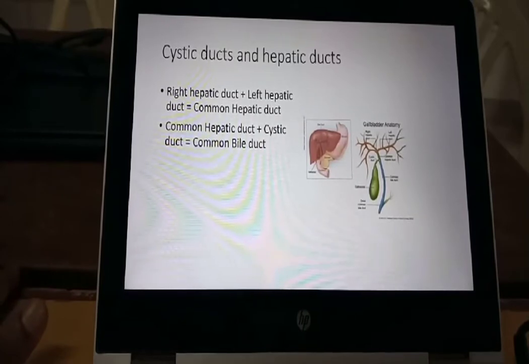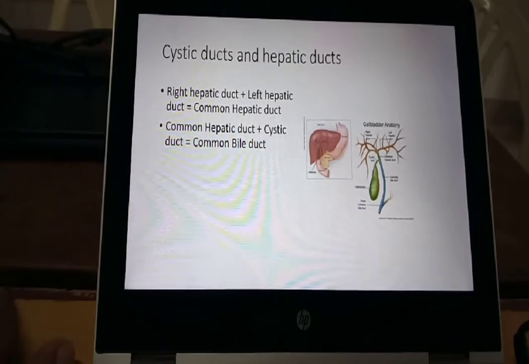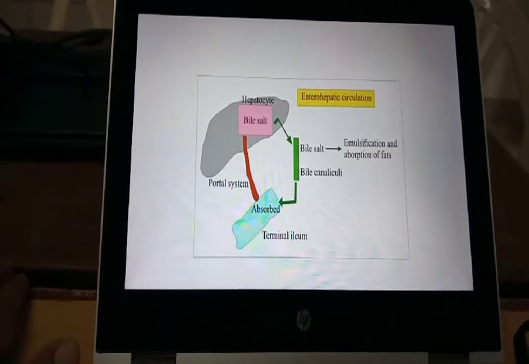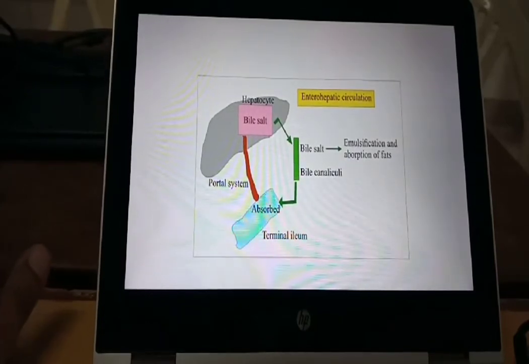Okay, some of the bile pigments will also be absorbed into the bloodstream, and then they will be taken up by the kidneys and excreted also. That gives the urine the yellow color. Now, here we are talking about the enterohepatic circulation of bile salts and bile pigments.